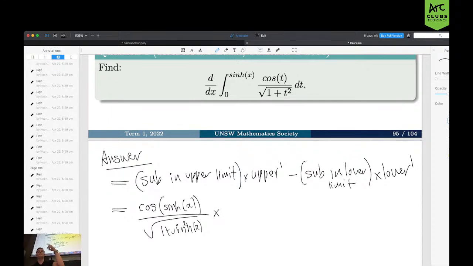While hyperbolic trig doesn't have any of the periodicity that regular trig does, its derivatives and identities are very similar. Sometimes the same, sometimes very similar. A lot of the time you'll be out by a negative or something. But there you go. So that's that part. Minus sub in the lower limit. So what do we get? We get cosine of 0 over square root of 1 plus 0 squared, times the derivative, that's 0. So who really cares about that, to be honest?